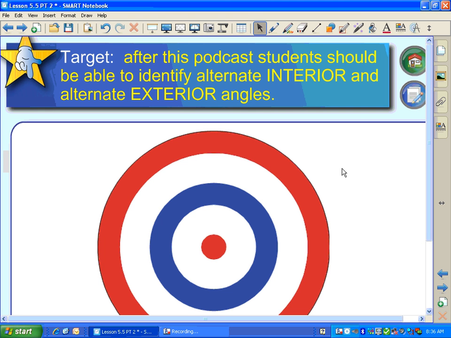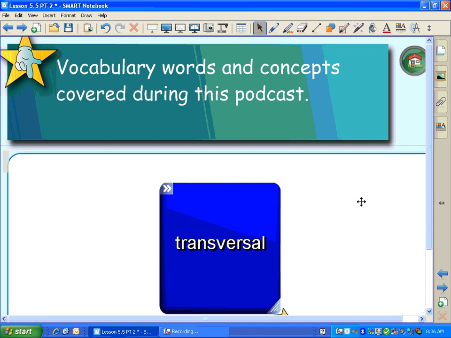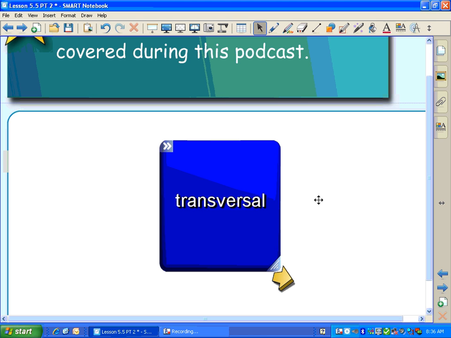Our target for today's podcast, after this podcast, you should be able to identify alternate interior and alternate exterior angles. So vocabulary words we're going to talk about in our podcast today. A transversal. Remember in our last podcast we said a transversal is a line or line segment that intersects or cuts through parallel lines.